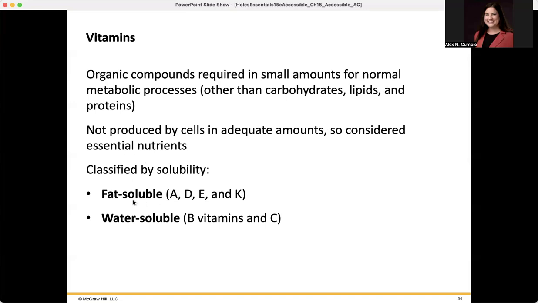For vitamins, we have two categories, fat soluble and water soluble. Our fat soluble vitamins are vitamins A, D, E, and K, which we're going to learn about because you do need to know these vitamins. And the water soluble ones are the B vitamin complex and vitamin C.